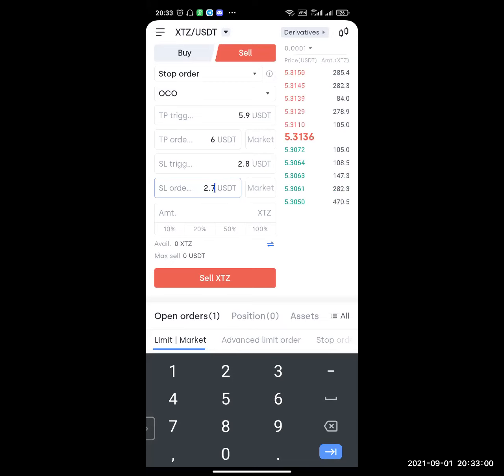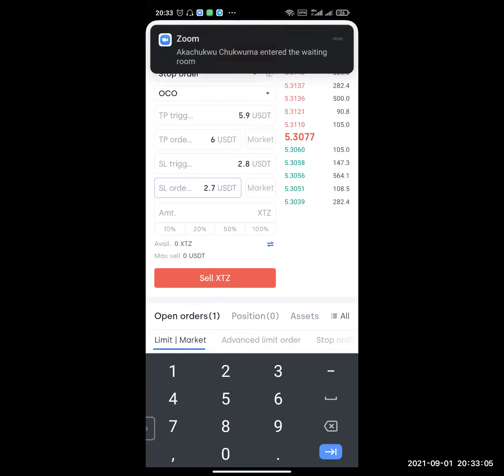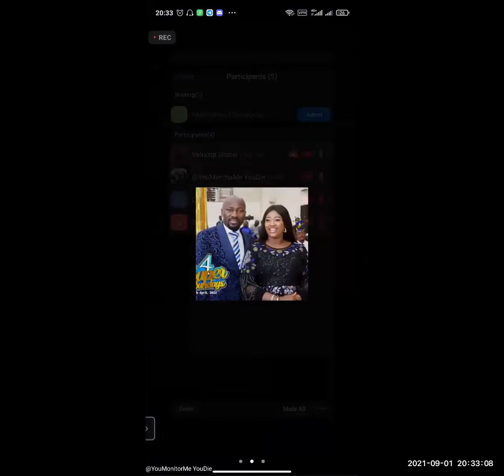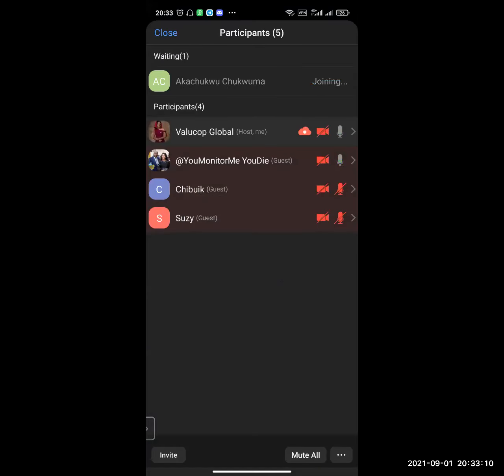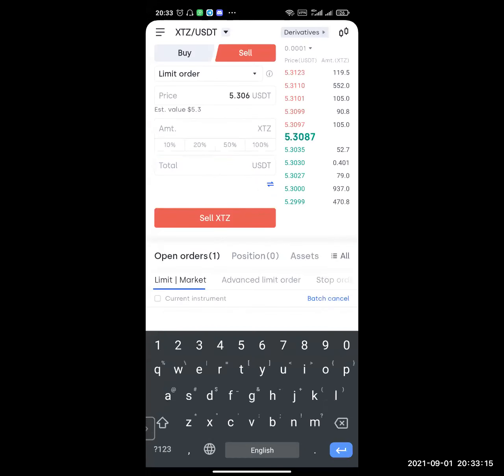So this way, you are telling the market that, I bought this coin at $3, but if you get $6, collect my profit for me. But if it starts going down instead of going up, beyond $3, if you get to 2.8, you should trigger. If you get to 2.7, you should sell off for me. At least you preserve 70% of your capital and you don't lose entirely. That's what stop loss does. So with OCO now, you set it both ways.